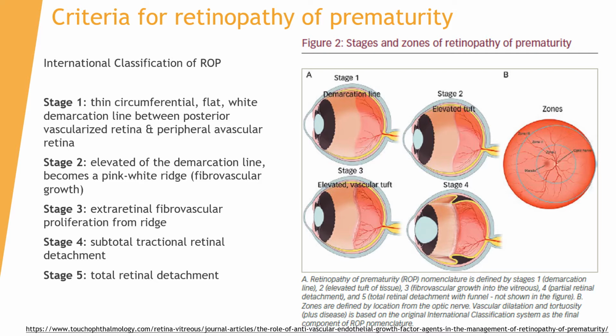In stage 3, there's a fibrovascular proliferation from the said ridge that can be extraretinal. In stage 4, there's subtotal tractional retinal detachment, and in stage 5, a total retinal detachment occurs.